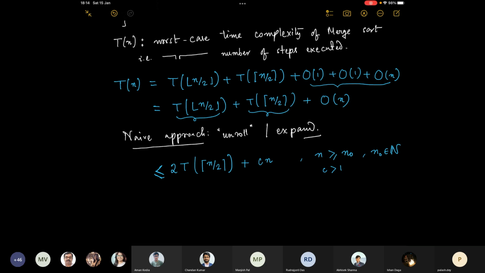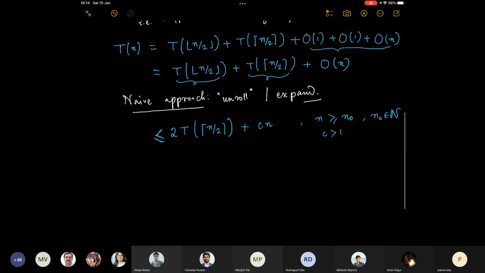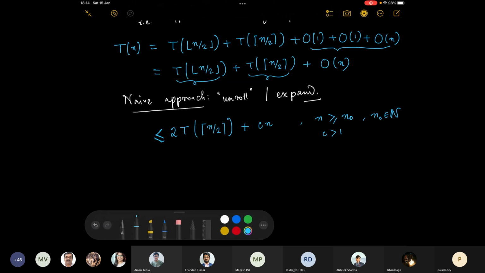Okay. Now it's sort of easier, but if I try to expand, then again this annoying ceiling will make my life difficult. So the good news is that we can ignore floors and ceilings safely.